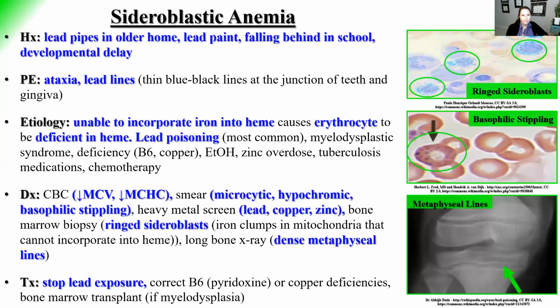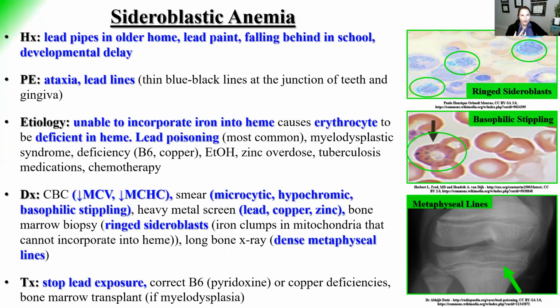So by far, lead poisoning is the most common cause of this, but this can also be due to myelodysplastic syndrome, deficiencies in B6 and copper, chronic alcoholism, zinc overdose. If somebody's taking over-the-counter cold remedies, we see that a lot, Zicam is one of them. Tuberculosis medications and chemotherapy. Again, all of those are very rare. Really focus on the lead poisoning for the causation of this one.